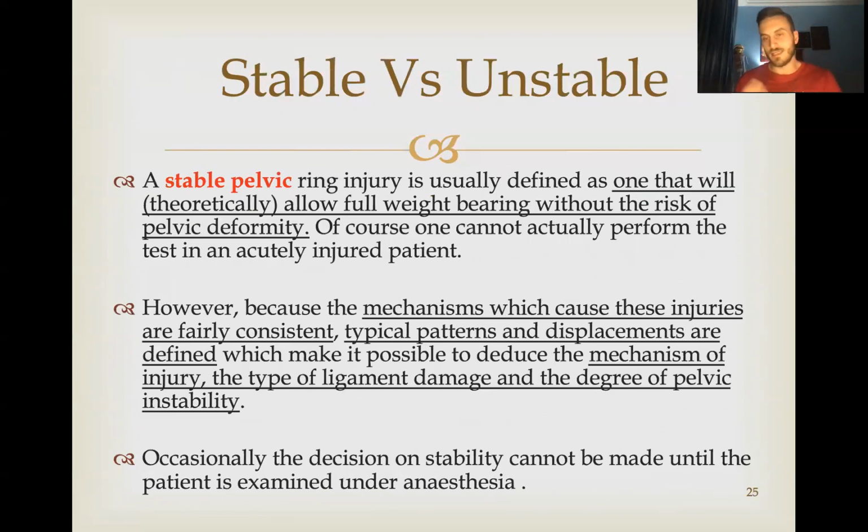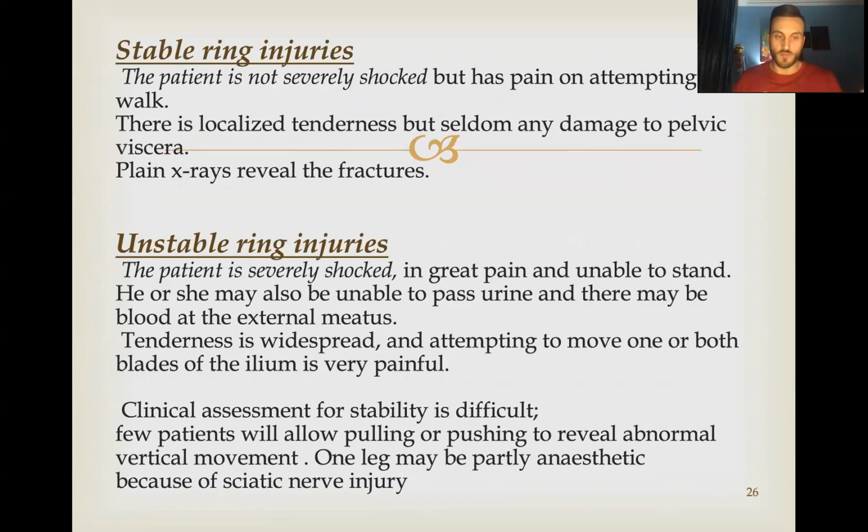Okay, so what is a stable or unstable pelvic ring? As I told you, this is the pelvic ring. It should be stable. Stable means that the patient can walk, but there is pain. Unstable, the patient can't walk because his pelvis is unstable. Moving will cause him more pain and so on. Now in stable pelvic rings, usually the patient is not in shock. He might be in shock, but usually he's not.